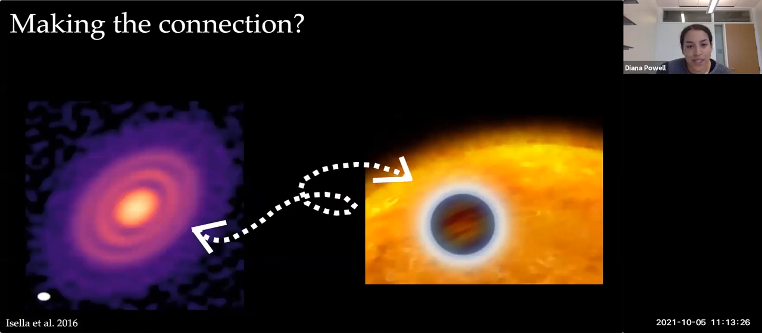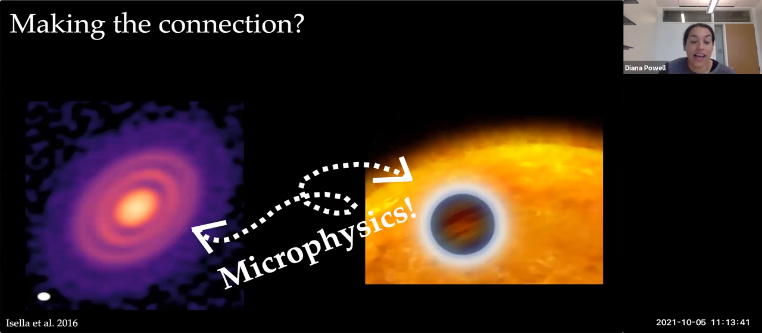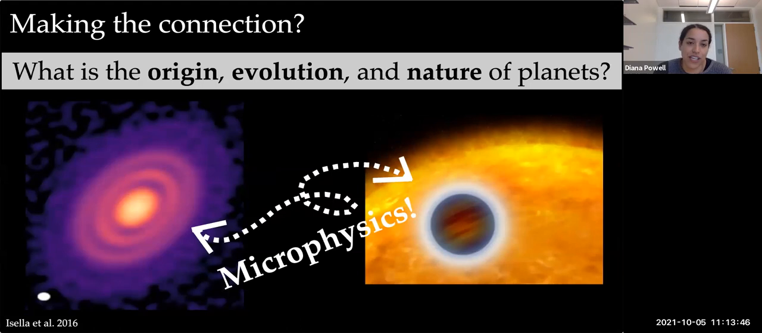Okay, so to make the connection between protoplanetary disks and planetary atmospheres, we need better physical models to interpret current and upcoming observations. And I'll argue in this talk that microphysics will be important in making this connection. And in fact, microphysics may well be the key to understanding the origin, evolution, and nature of planets.